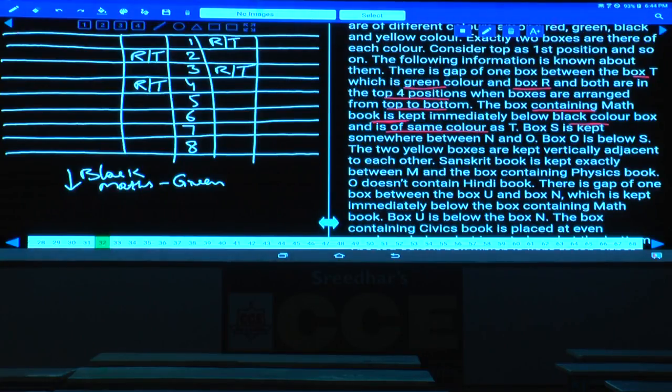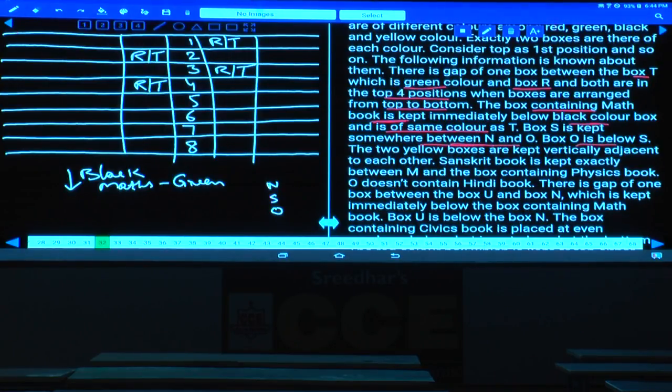Box S is kept between N and O, somewhere between N and O. S is between N and O, and O is below S. As O is below S, O is below N as well. S is kept anywhere between N and O, and O is below S.